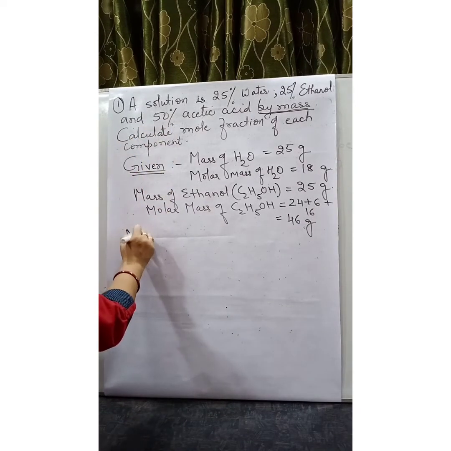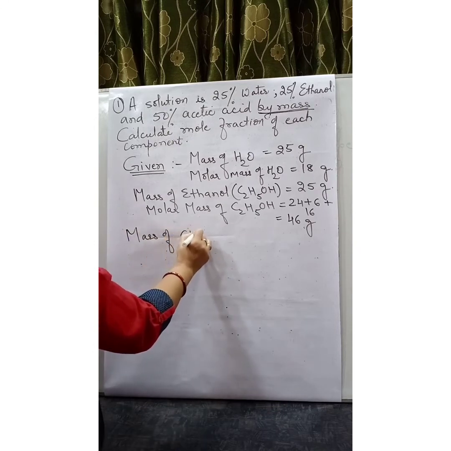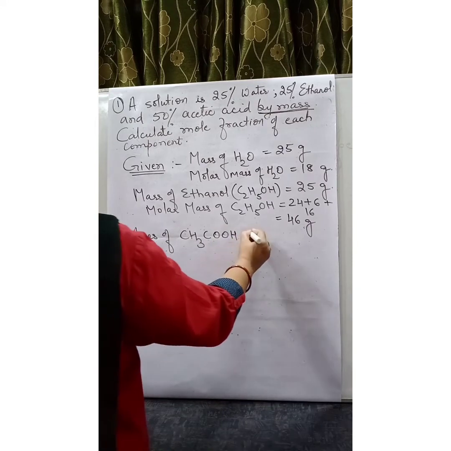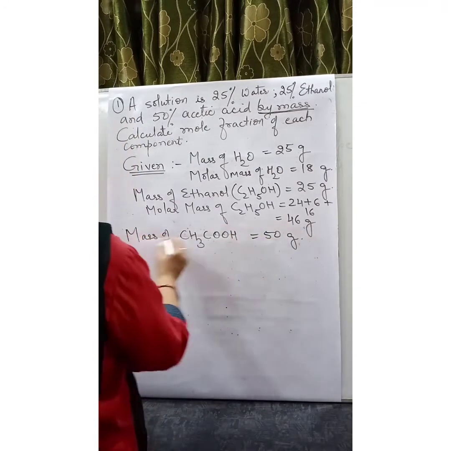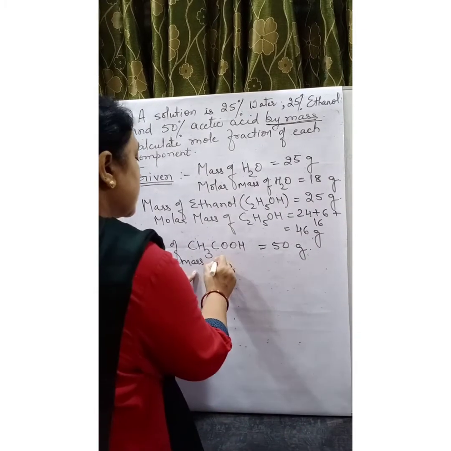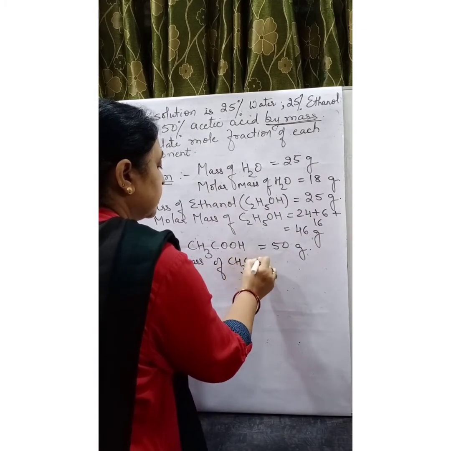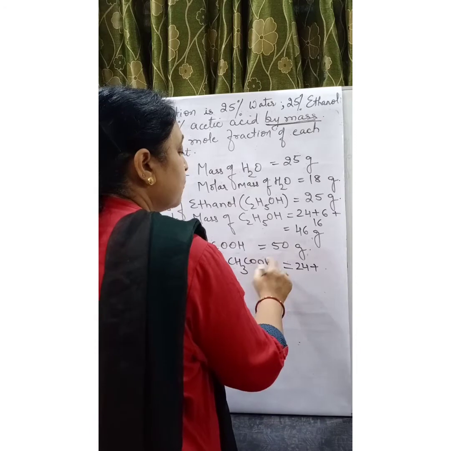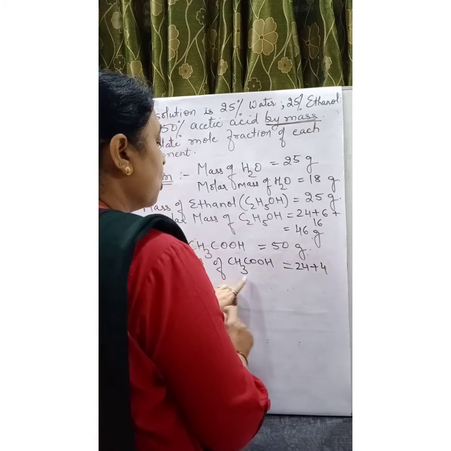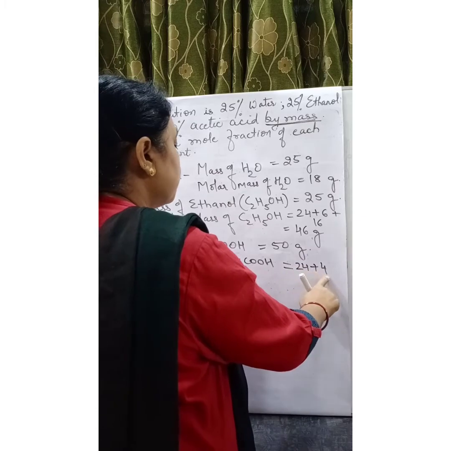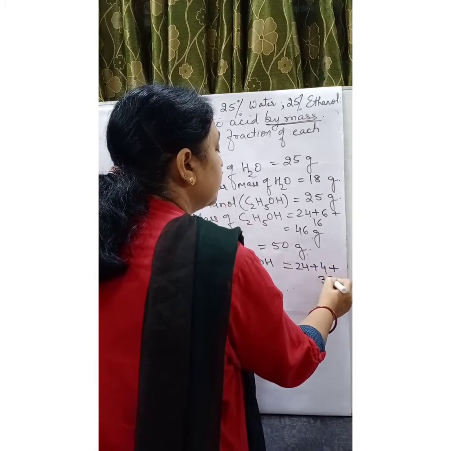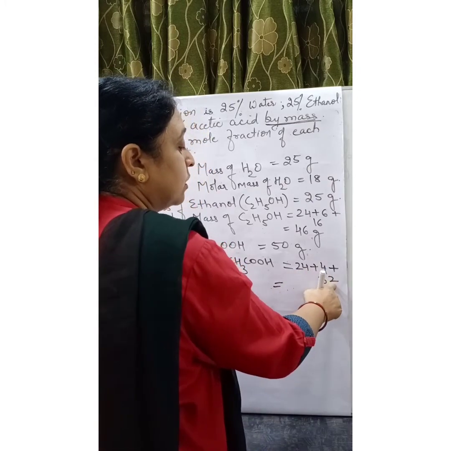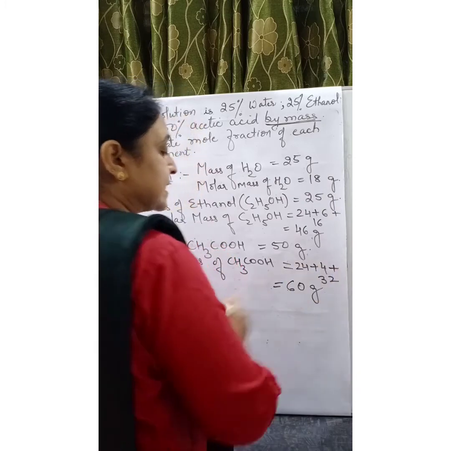Similarly, we are having acetic acid. So, mass of acetic acid, CH3COOH is the formula for acetic acid, is equal to 50 gram. Now, the molar mass of acetic acid we can calculate: 2 carbons, so 12 twos are 24, plus 4 hydrogen, so total 4. 24 plus 4 plus 32. 2 oxygens are there. So when you add, it is 28 and 2 is 30, and 30 plus 30 is 60 gram.